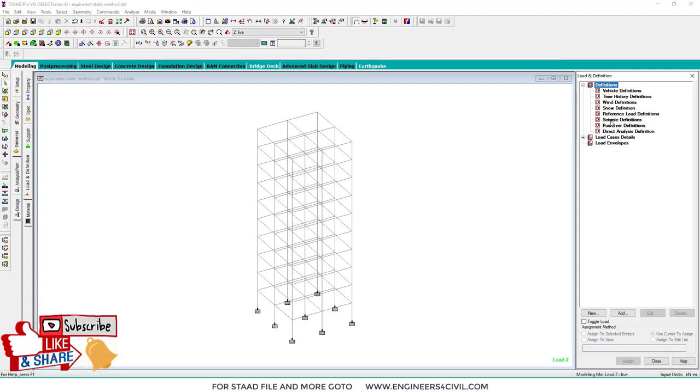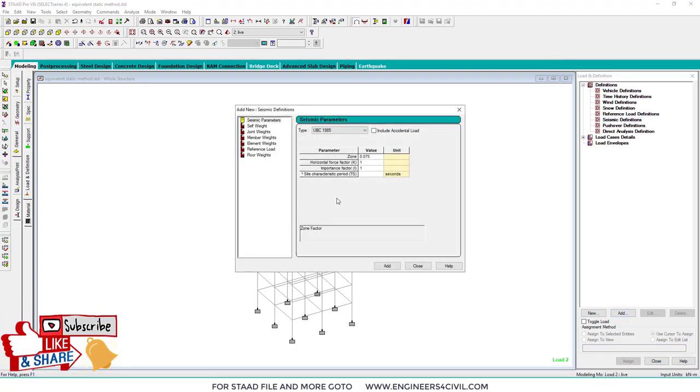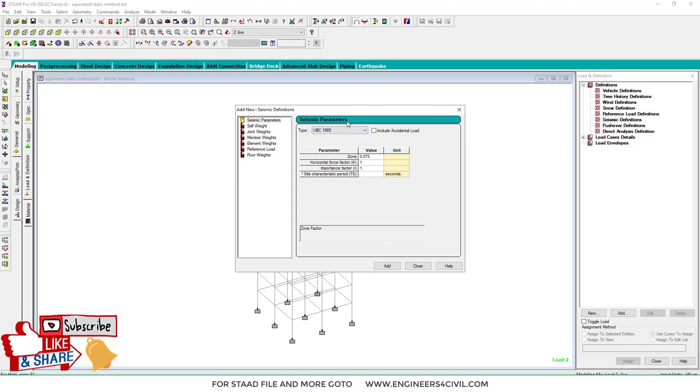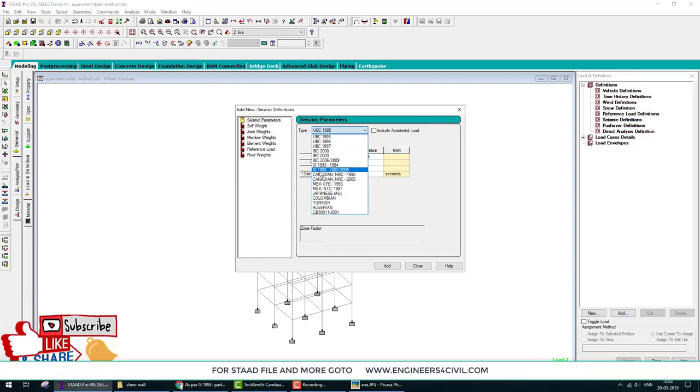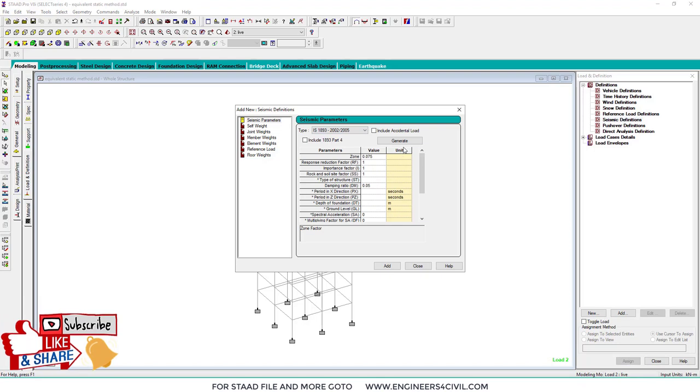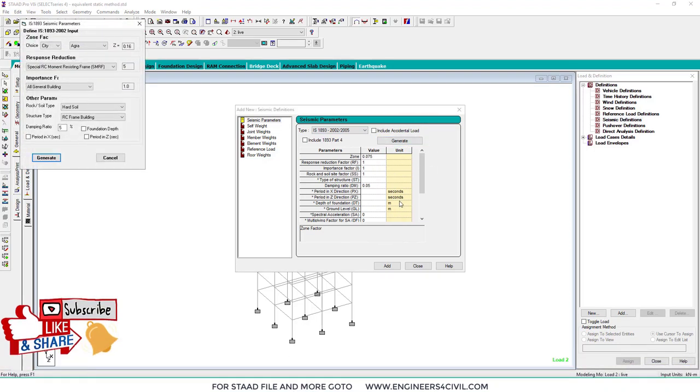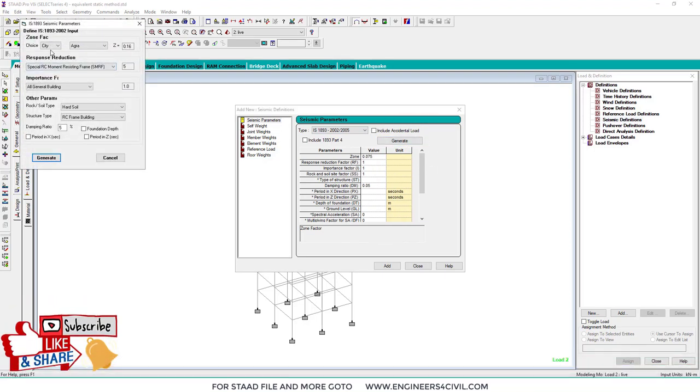and click on seismic definition and add. After adding the seismic definition, select here the seismic code, Indian code IS 1893-2002, and click on generate. In generate, it is asking the zone.